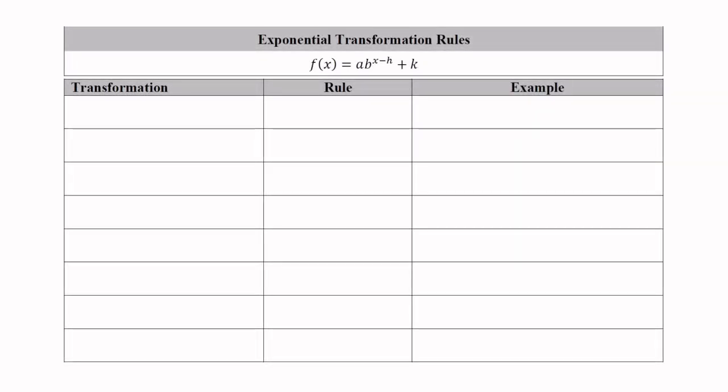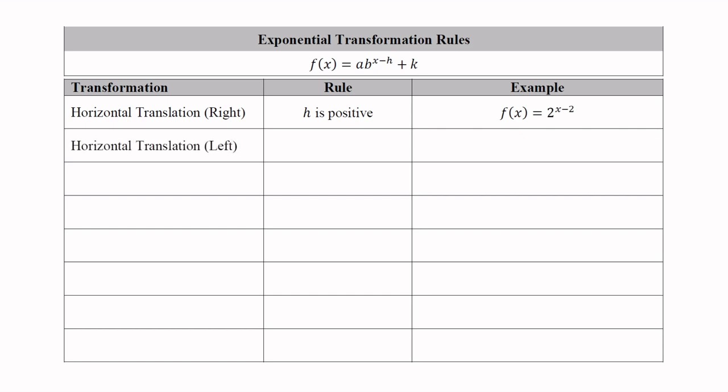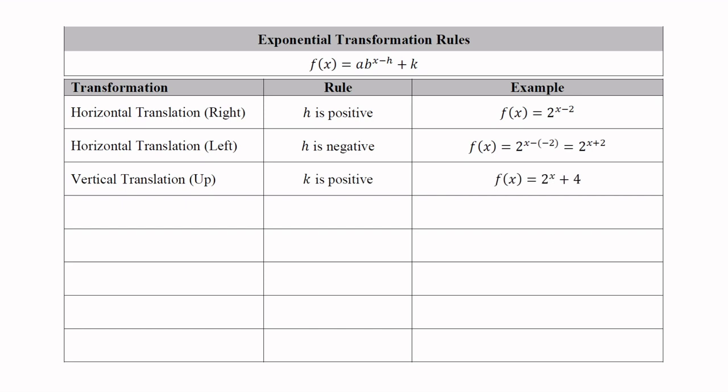So let's talk about the exponential transformation rules. They work just like they do for linear and quadratic functions. A horizontal translation to the right is when h is positive, but because it follows a minus sign, it's going to look negative in the exponent, so you've got something like 2 to the x minus 2. A horizontal translation to the left is when h is negative, and because we are subtracting a negative, it becomes a positive, so it's going to look like 2 to the x plus 2. A vertical translation up is when k is positive, so you'll have something like 2 to the x plus 4 outside of the exponent.